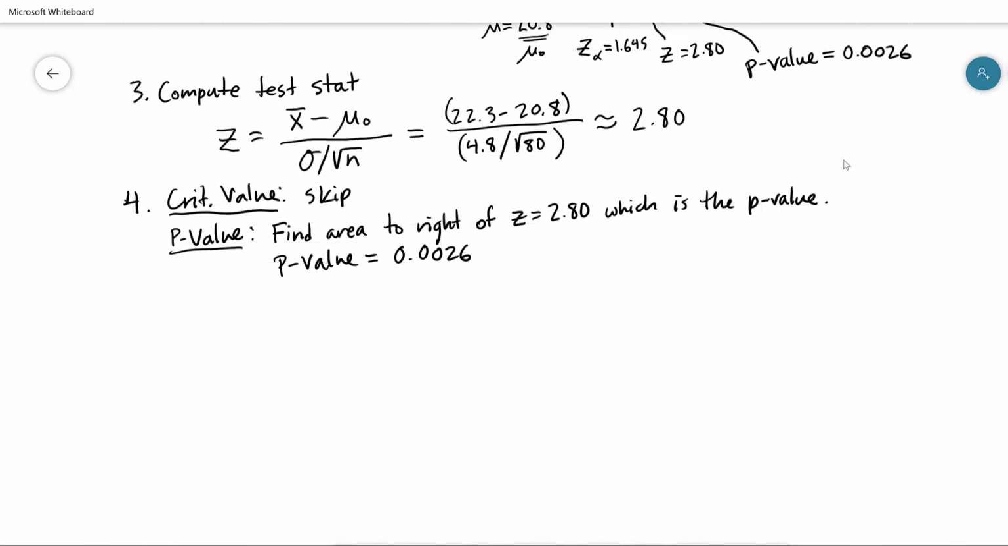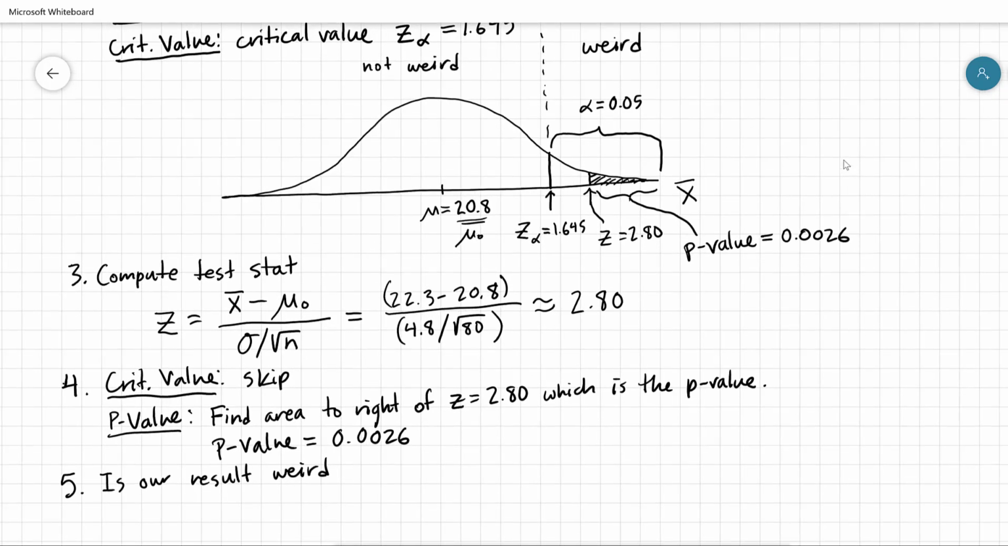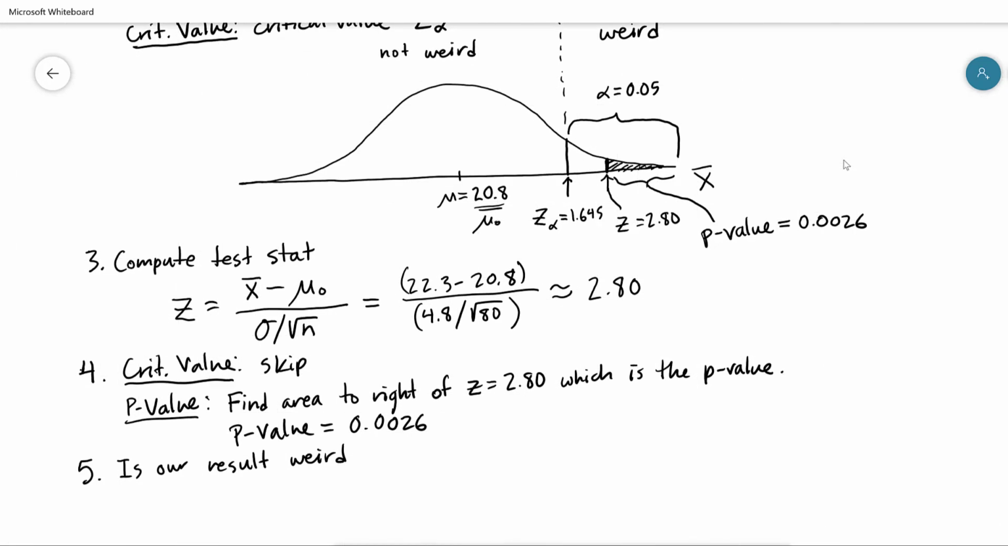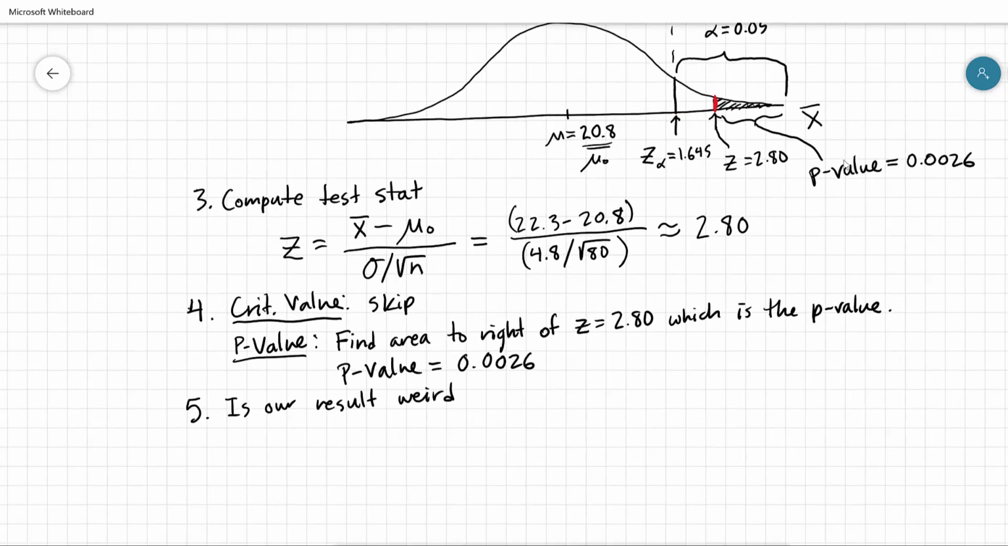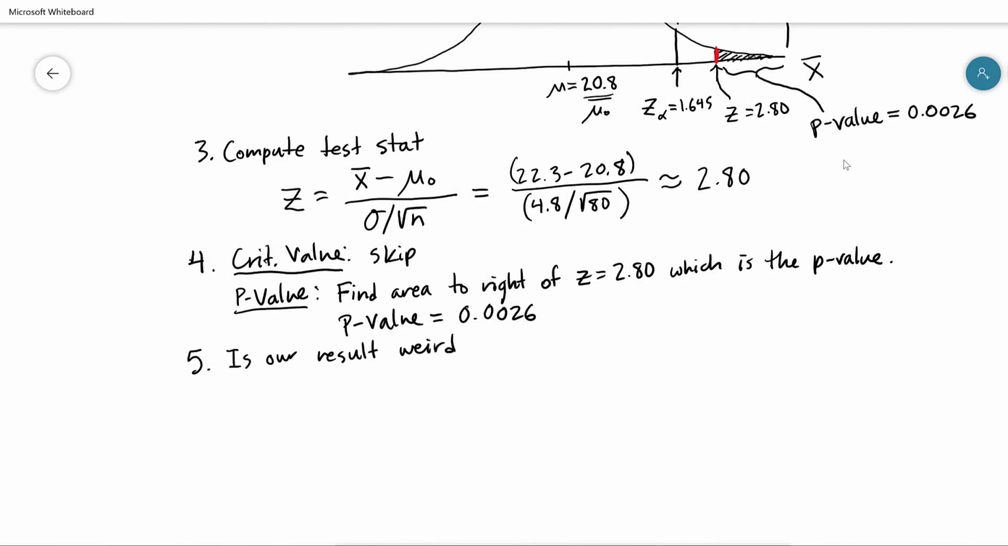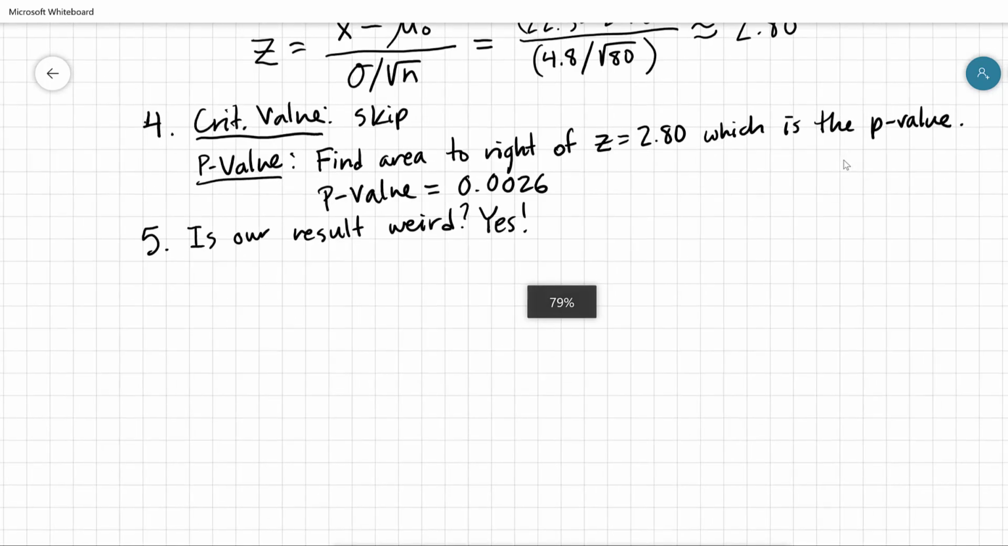So now we're going to decide whether or not we're going to reject the null hypothesis by deciding if our result is weird. So is our result weird? Well, we can tell from the picture clearly. Here's where our result fell, right here. Let me do it in another color, right here. That's definitely in the weird region. So the answer is definitely yes. And the criteria that we can use to answer that is as follows.